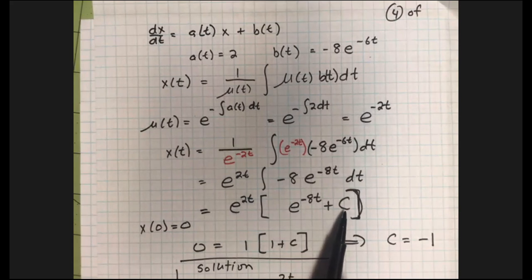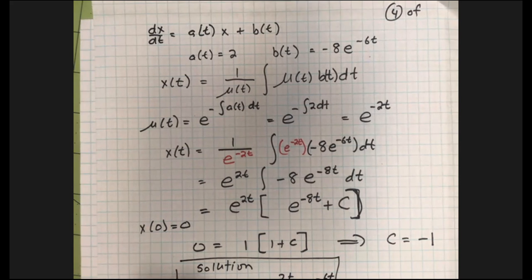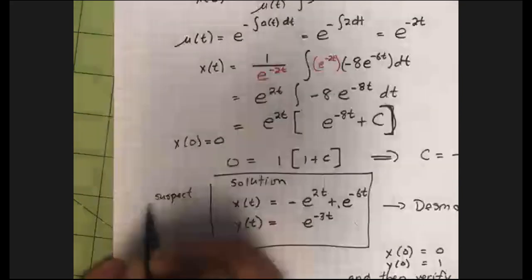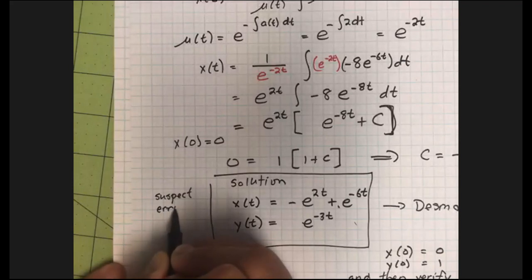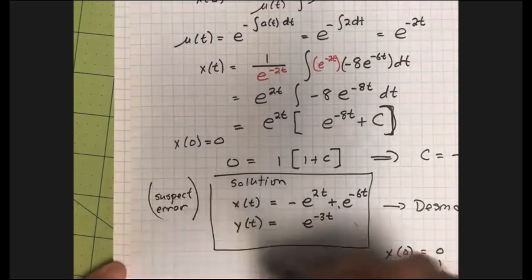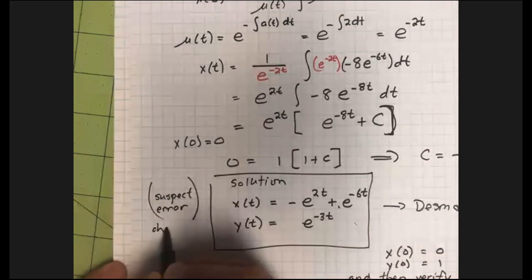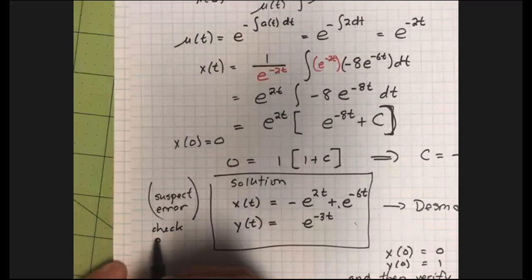This is a negative 1. This is an e to the minus 6t positive and e to the 2t negative. This is e to the negative 3t. Okay, so I suspect an error right here. Let's check a solution I posted online.